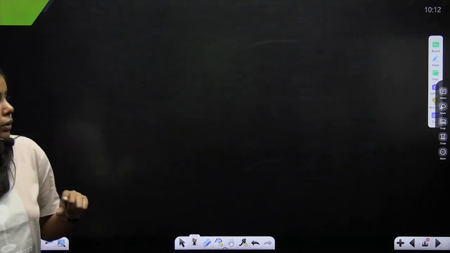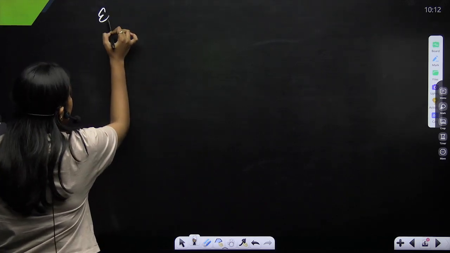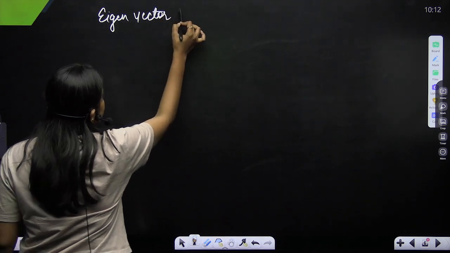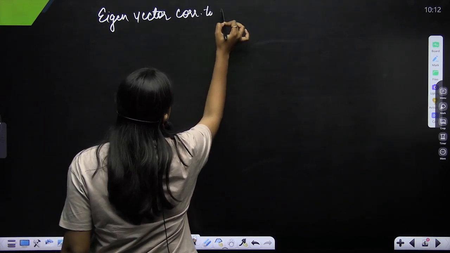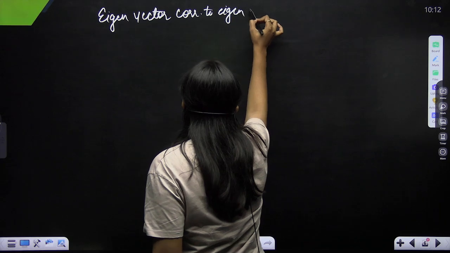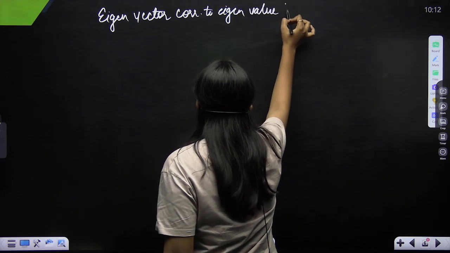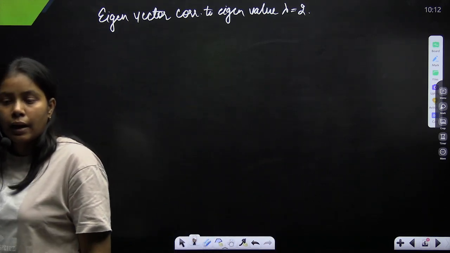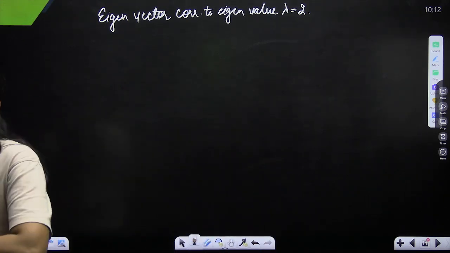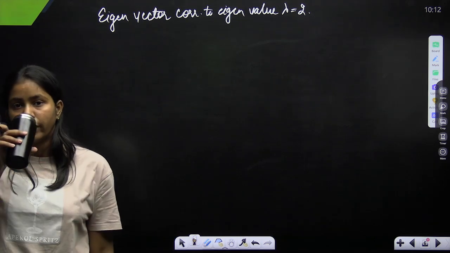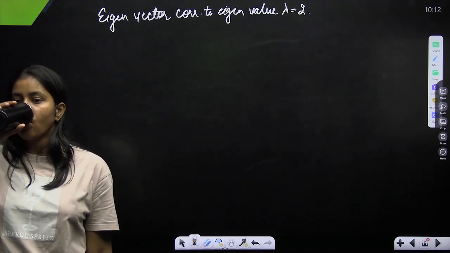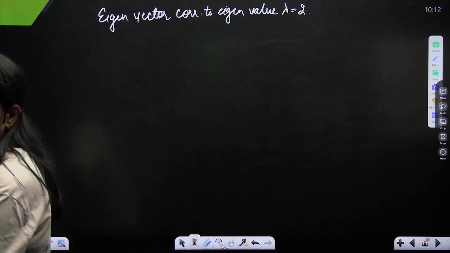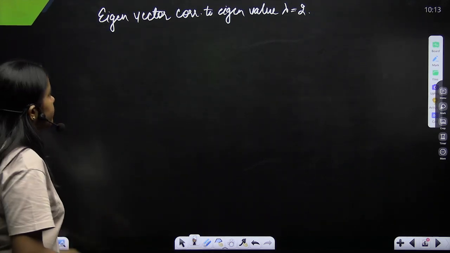And how am I going to do that? First I am writing here the eigenvector corresponding to eigenvalue lambda equals 2. Corresponding to 2, I am going to find the eigenvector. So the question arises how I am going to find that. So let's see now how we are going to find the eigenvector.